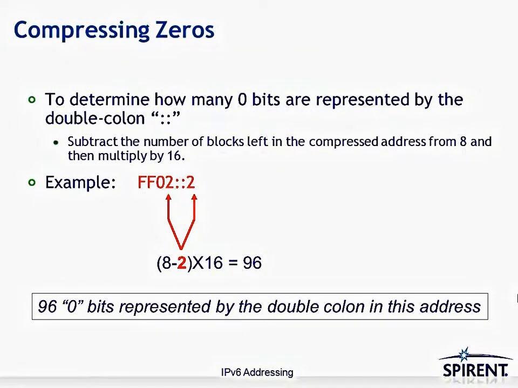The reason the double colon can only be used once is the way that you can reverse engineer just how many zeros were actually compressed. If you look at the result, see how many of the 8 16-bit blocks are left, subtract that from 8, and then multiply by 16, and you get the exact number of zeros that were actually compressed. Obviously, if this was done more than once, there would be no way to figure this out.